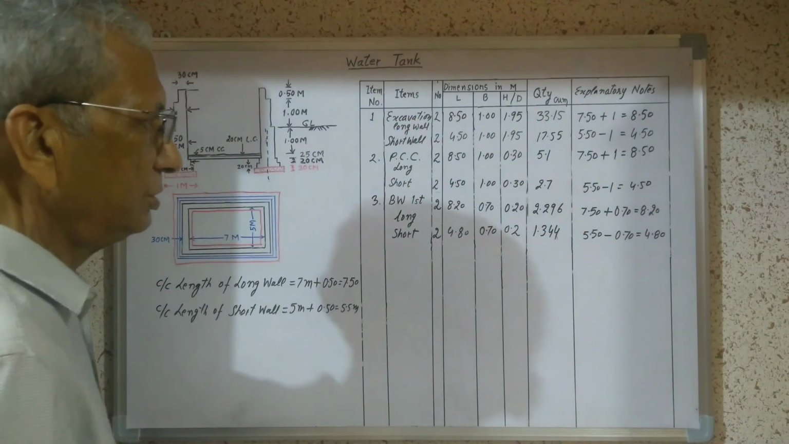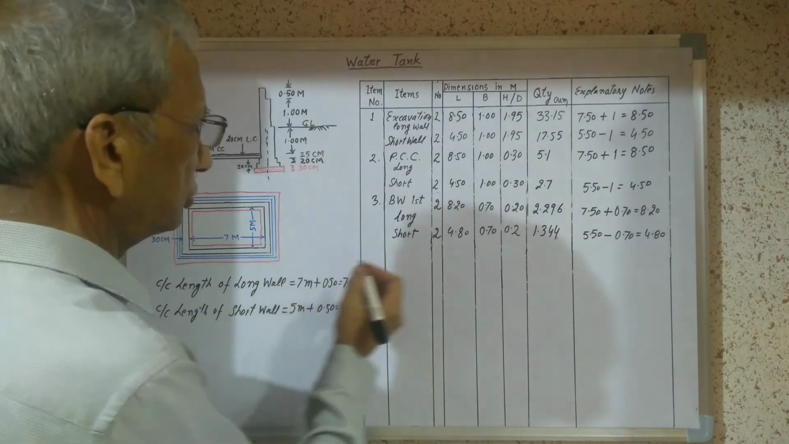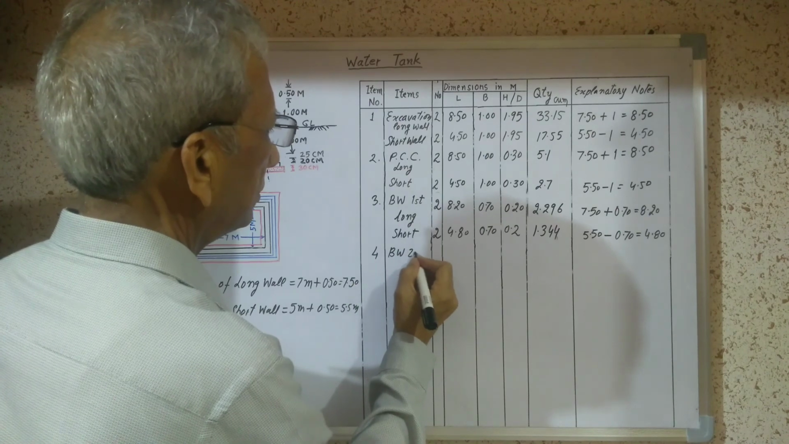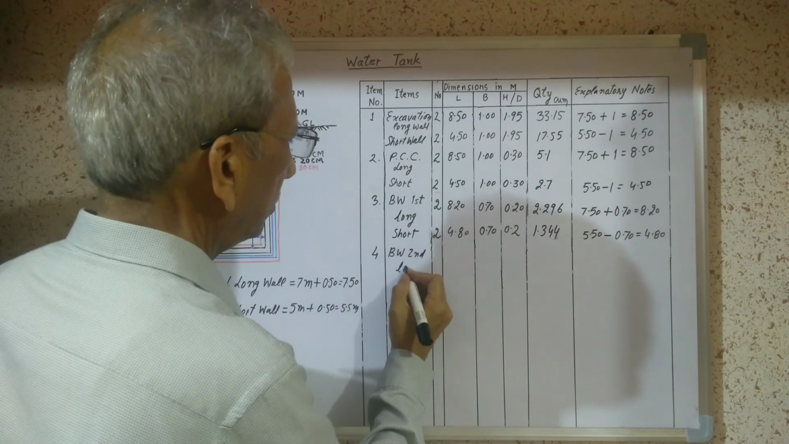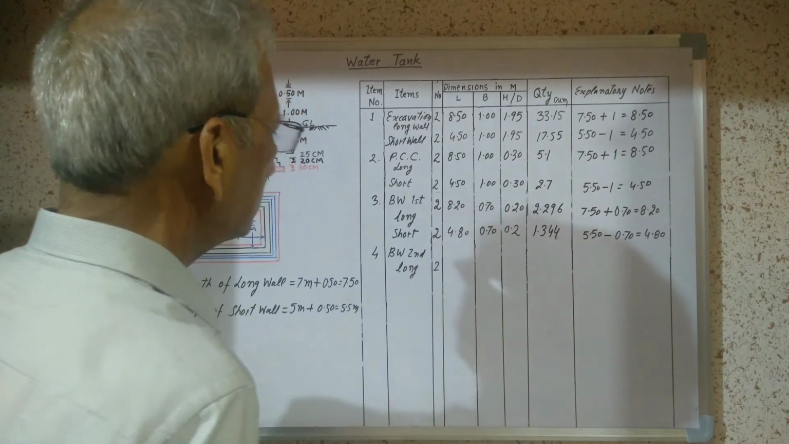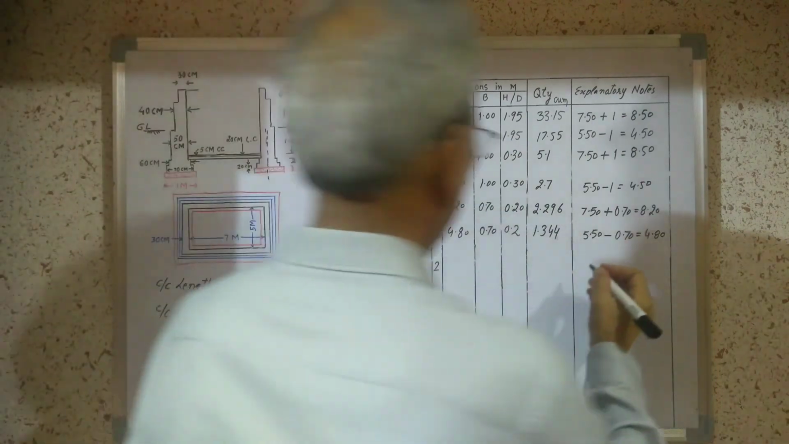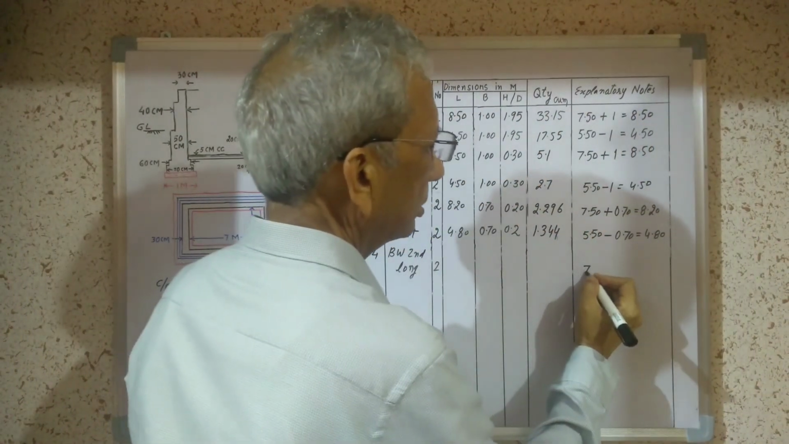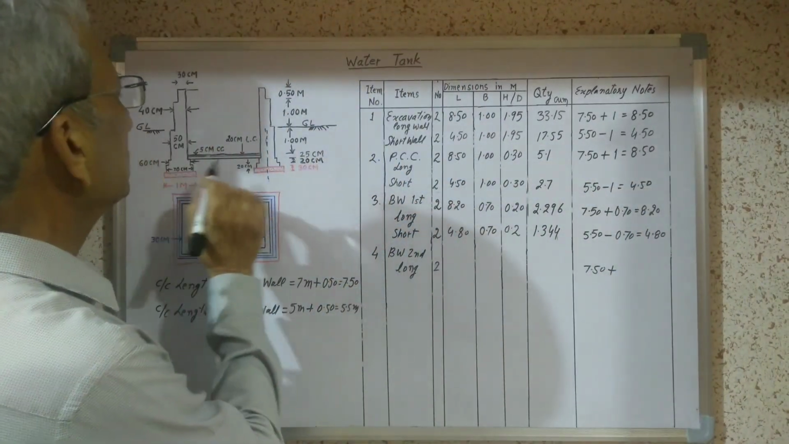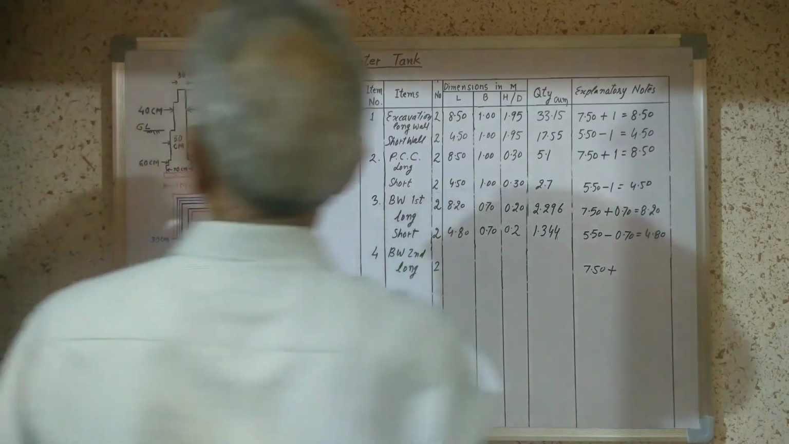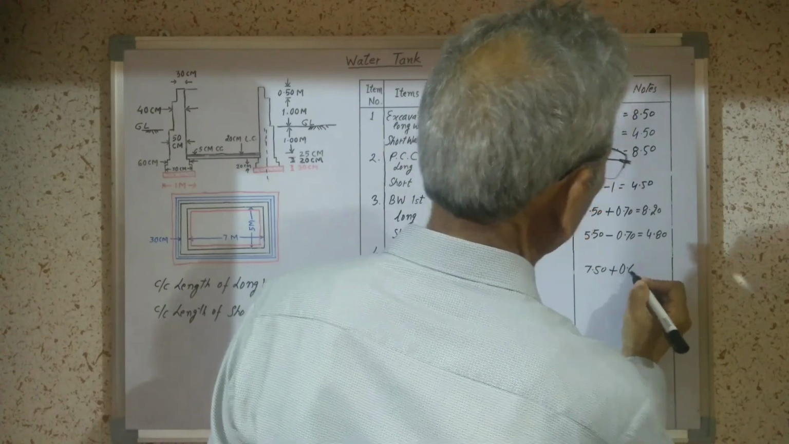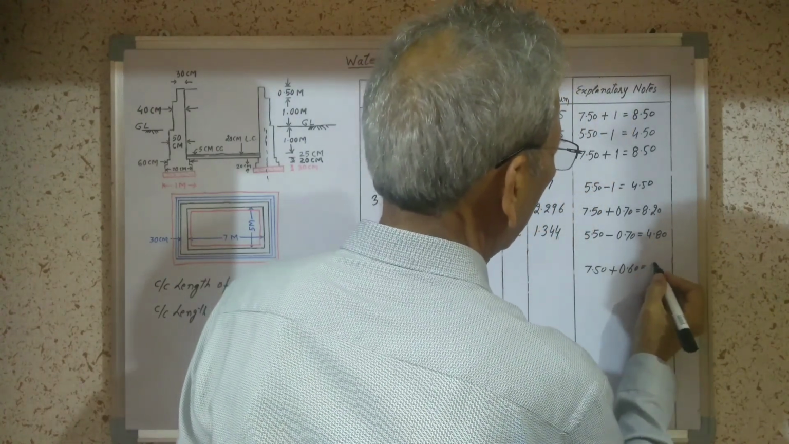Now, the next item is brickwork second step. First we will take the long wall. Now again 2 number of items, 2 long walls. Here center to center length is 7.5 plus the width of the second step, 60 centimeter. We will add 0.6. It will be 8.10.